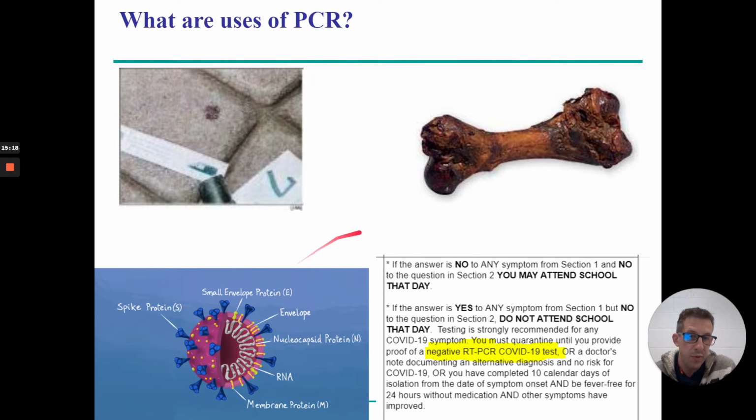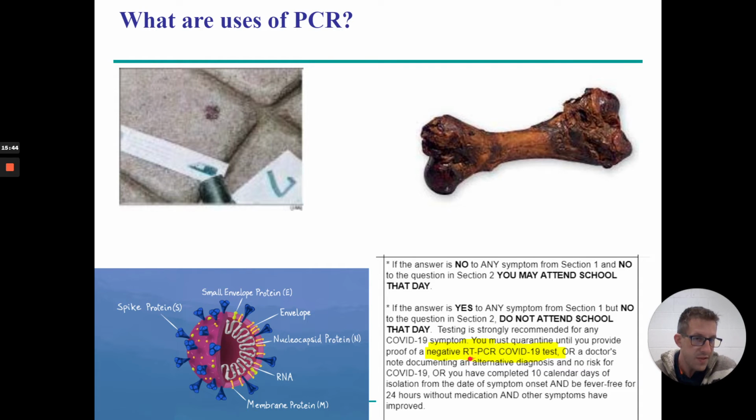The one that's most pertinent to us right now is with COVID, right? And you'll notice this. I took this thing over here in the box. This is from our school's exclusion policy, and I've highlighted a part that maybe you've heard of or seen, and maybe just like, well, okay, I need a specific type of test if I want to come back to school. I need a negative RT-PCR COVID-19 test.